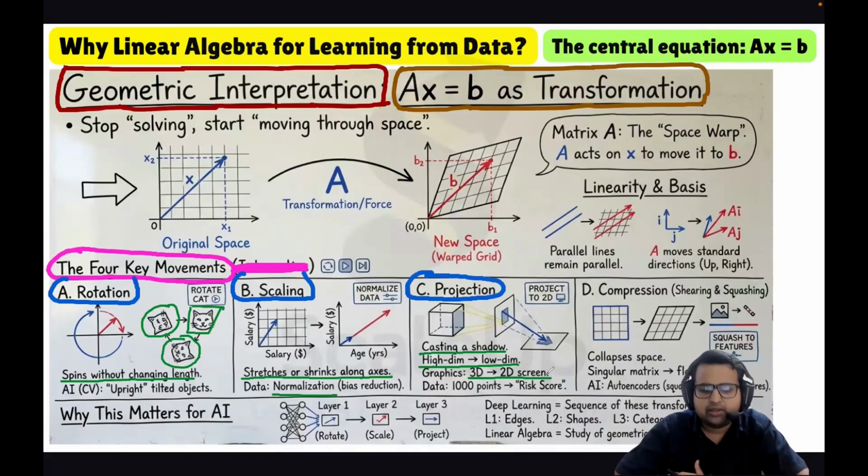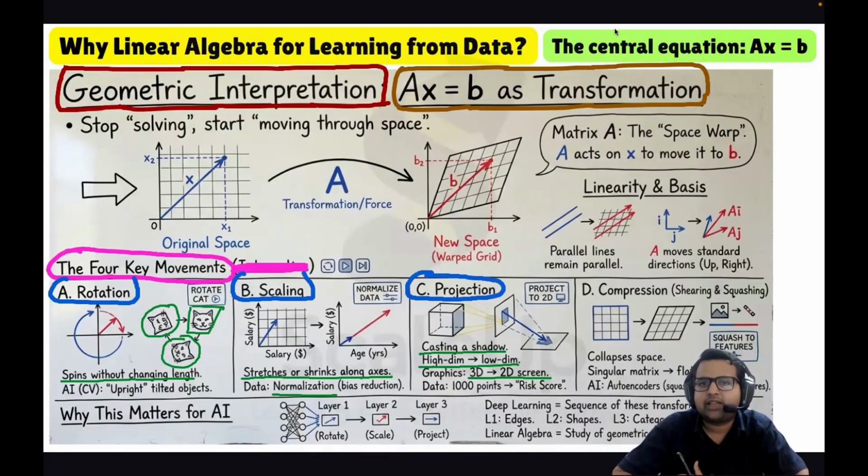In graphics, this is how a 3D video game world is displayed on your flat 2D monitor. And in data science, it is how we take 1000 different data points about a person and project them onto a single risk score. So that is what projection transformation is.